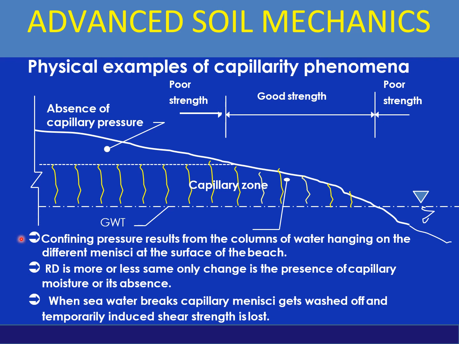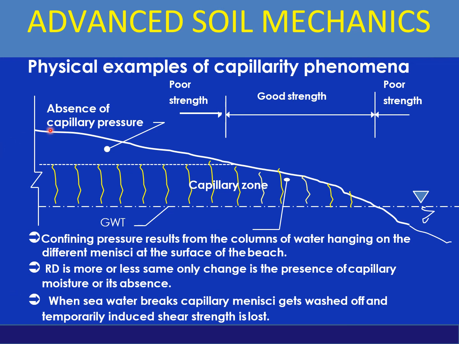Confining pressure results from the columns of water hanging on the different menisci at the surface of the beach. So this is basically the example we have got from the beach side. Relative density is more or less the same. The only change is the presence of capillary moisture or its absence. When sea water breaks, capillary menisci get washed off and temporarily induced shear strength is lost.